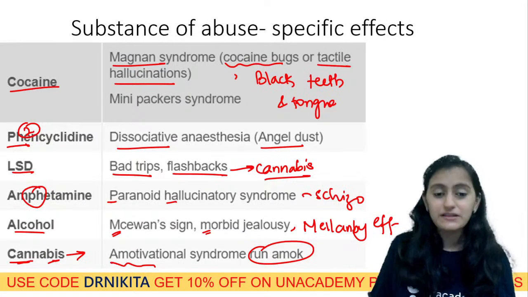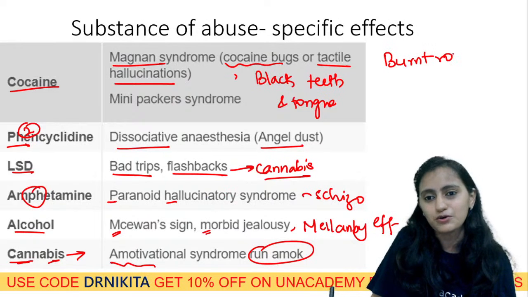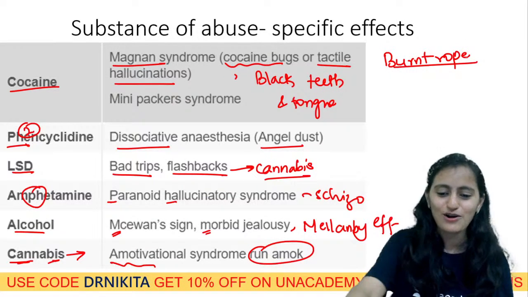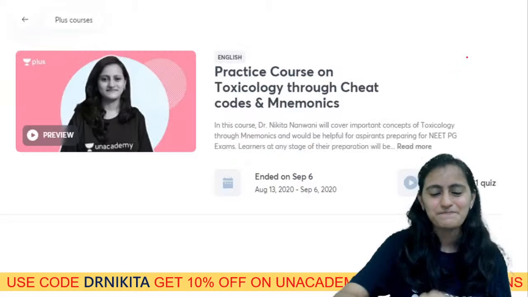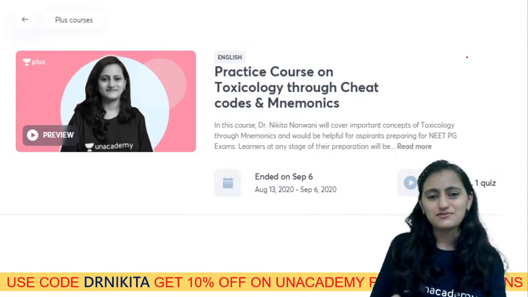Okay, very good. The smell is burnt rope. In cannabis, you have burnt rope smell. I have discussed the mnemonics for all these in my toxicology course already, right? So we'll come to the next question where I'll give you a chance to answer.